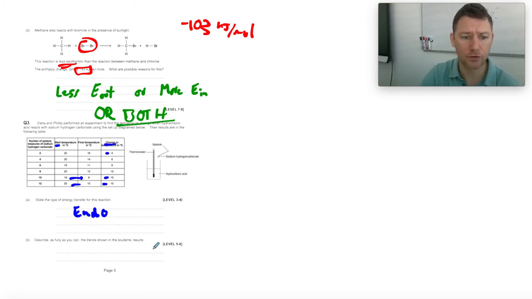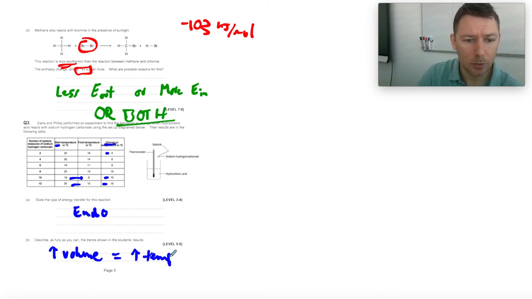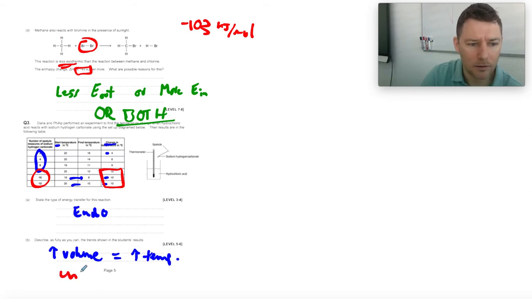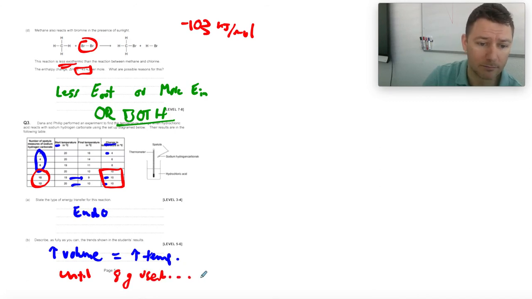Describe as fully as you can the trends shown. Well, you'd say something like increased volume that you're using, or the increased mass that you're using, or increased amount yielded an increased temperature change, but only up to a point, right? It's important to note that as you use more and more mass, it increases until this point, and then it just tops out and kind of stays the same. So you'd say until 8 grams are used, and then it stays at 10, and so on, right? Describe what you see.